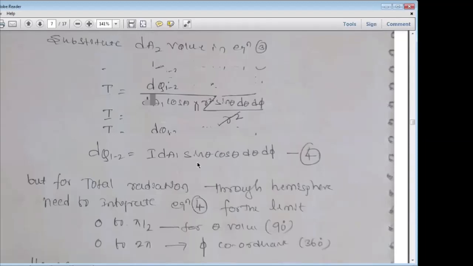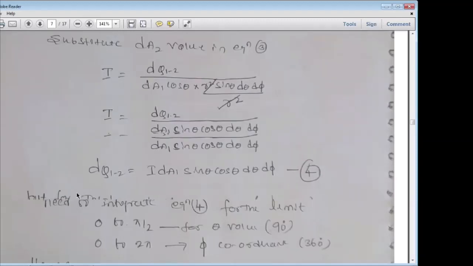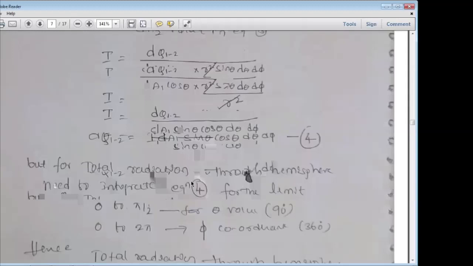But we want that one for the entire hemispherical surface. How much of the radiation generated by a black body is intercepted by the hemispherical surface? Understand? The entire heat transfer, that is the heat intercepted by the hemispherical area, we need to calculate. For that, we need to integrate equation number 4 that we were given, to get the total radiation through the hemisphere.